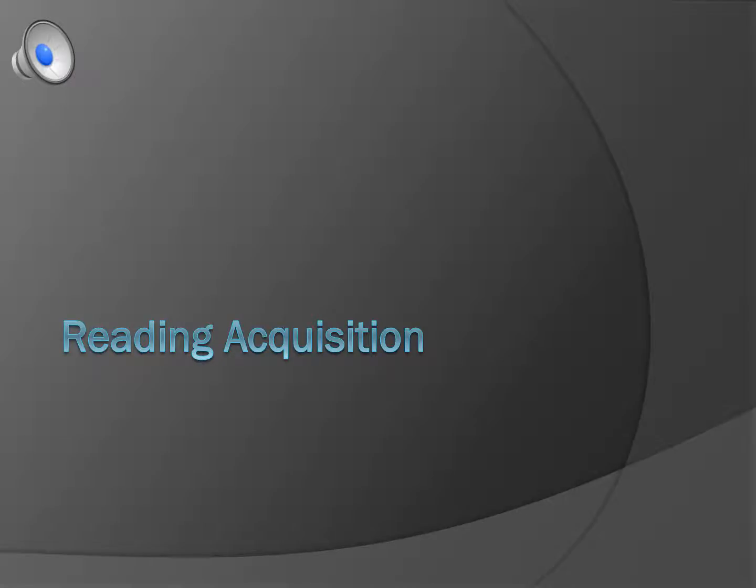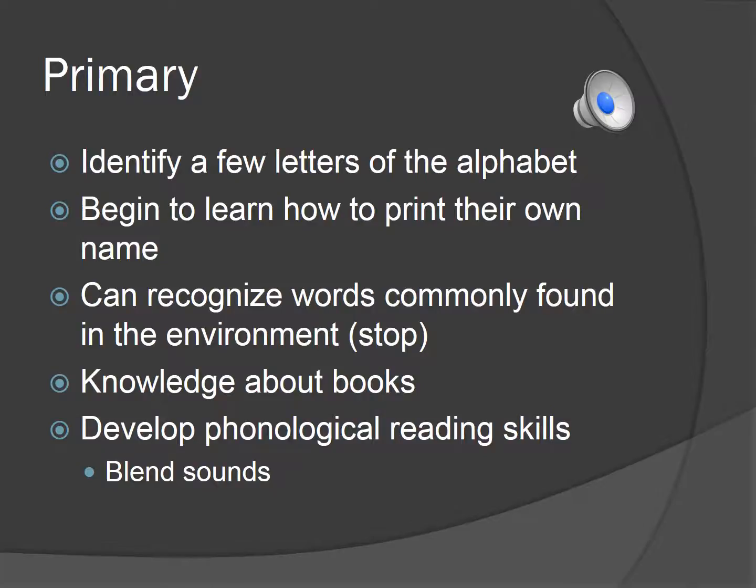These are the stages of reading acquisition. Primary stage of reading acquisition. Children are able to identify a few letters of the alphabet, and they are also beginning to learn how to print their own names. They're familiar with those. They can recognize words that they commonly find in their own environment, such as stop because of stop signs.